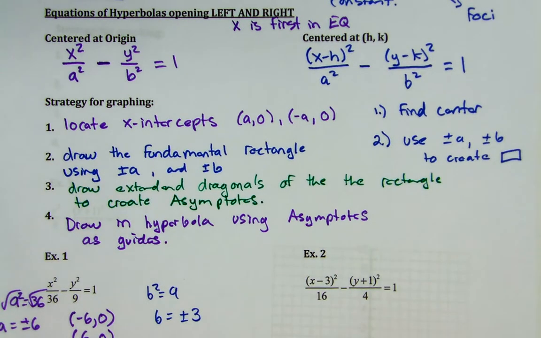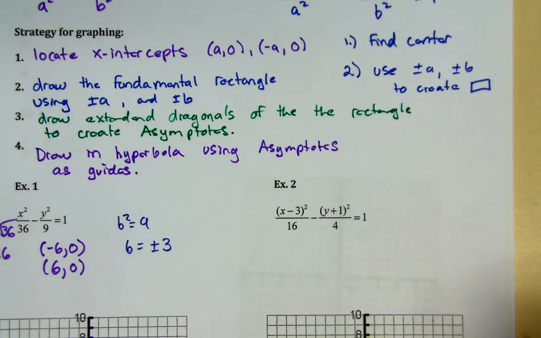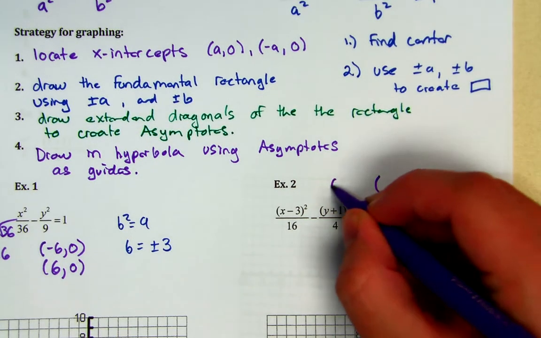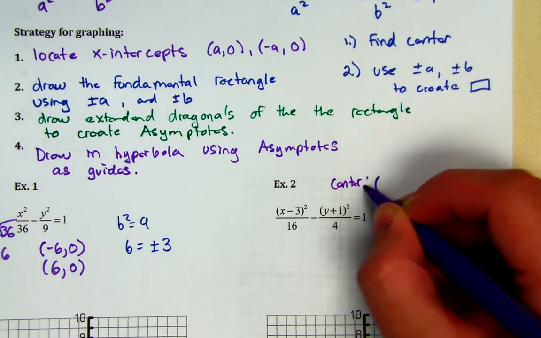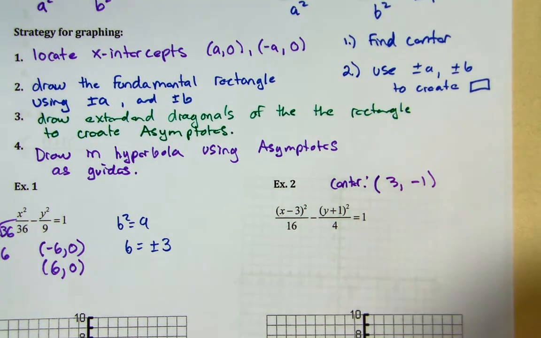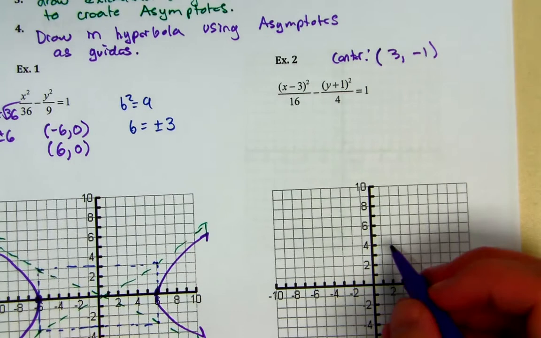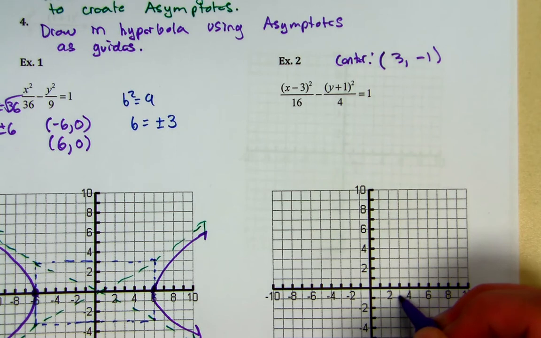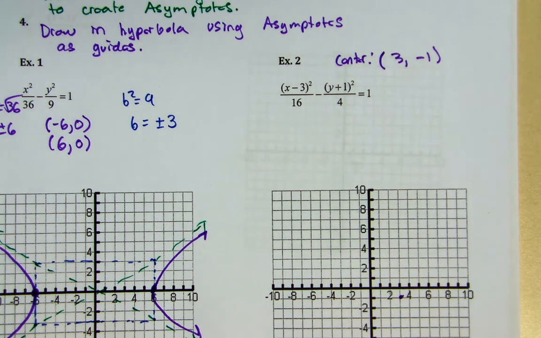Alright, so center first. We've got center at 3, negative 1. So center, go ahead, 3, go down 1. Again, that's not actually a point, but that's where the center is.